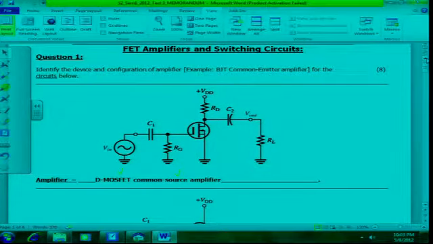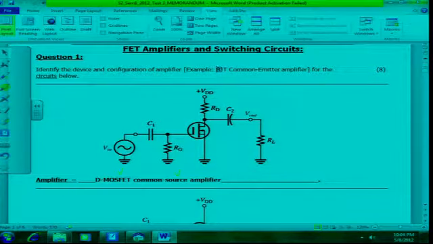Okay, we're discussing the third and last test for this semester, semester 1, 2012. First question, on the chapter of field effect transistor amplifiers and switching circuits. Question 1, identify the device and configuration of amplifier for the circuits below. And then I also gave you there an example.